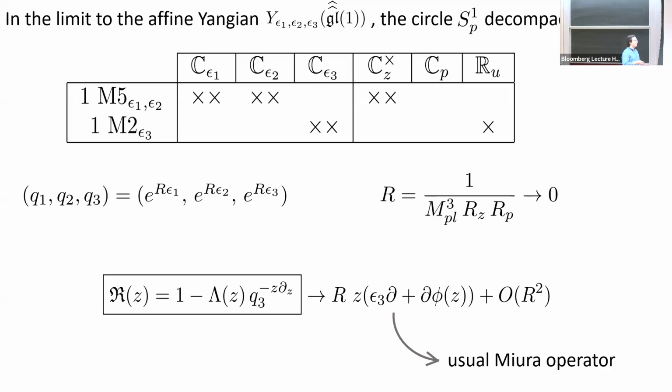It looks like R times Z times an operator that you should recognize. It's the Miura operator. So this is the Miura operator of the W_N algebra for one of the bosons. Z here is just a shift of the zero mode. You can reabsorb it. It's completely inconsequential. That's the lowest order expansion of this operator.